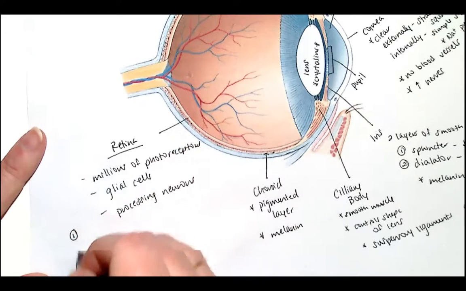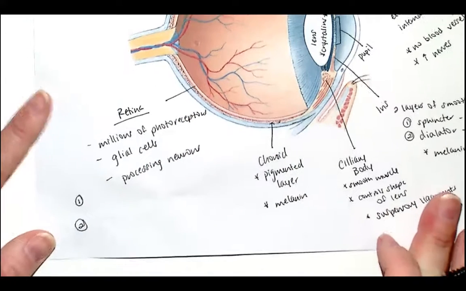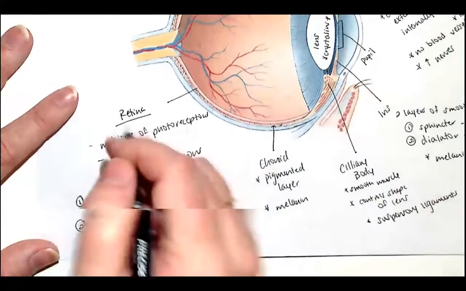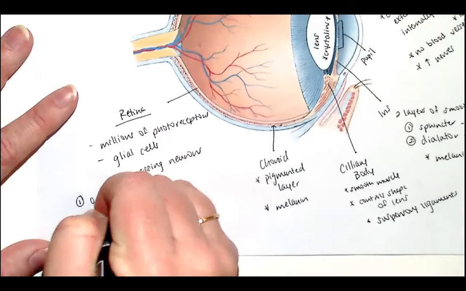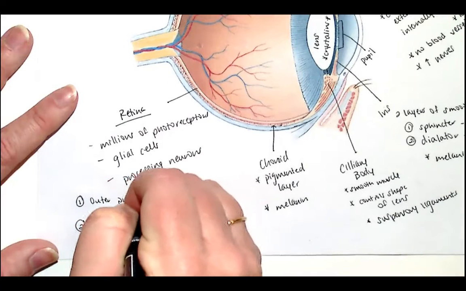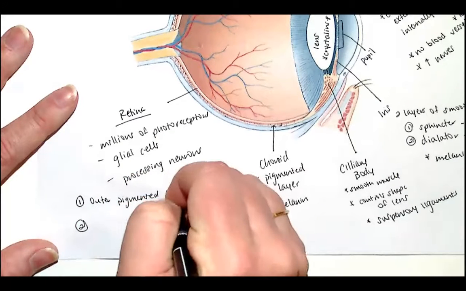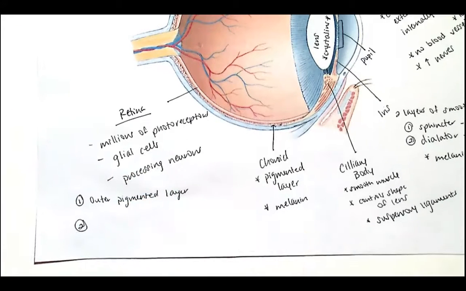There's two real layers of the retina. There's an outer pigmented layer, which is fused with the choroid. So it's got lots of what pigment in it? Melanin. Yes, ma'am, Christina? Do you have a question?